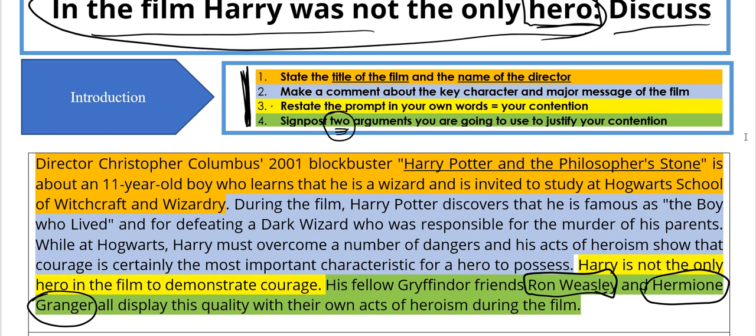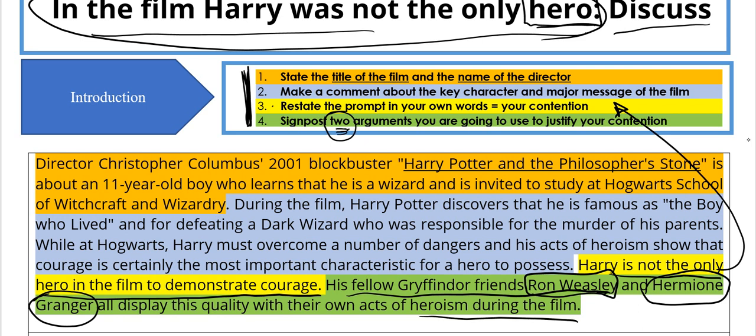And now a comment about the character and the major message. During the film, Harry Potter discovers that he is famous as the boy who lived, and for defeating the dark wizard who was responsible for the murder of his parents. While at Hogwarts, Harry must overcome a number of dangers, and his acts of heroism show that courage is certainly the most important characteristic for a hero. But we're saying that Harry is not the only hero in the film to demonstrate courage. That's our contention. And now our two main arguments are going to be about his fellow Gryffindor friends Ron Weasley and Hermione Granger, who display this quality with their own acts of heroism during the film.